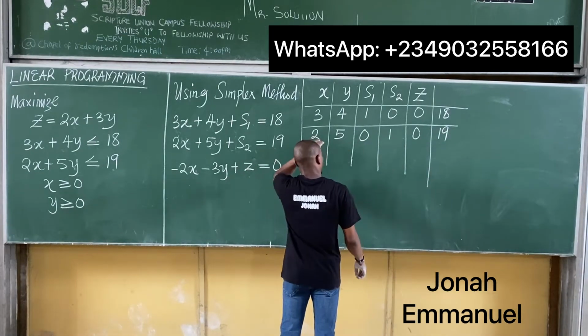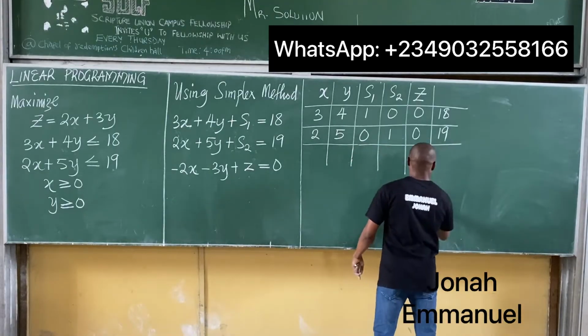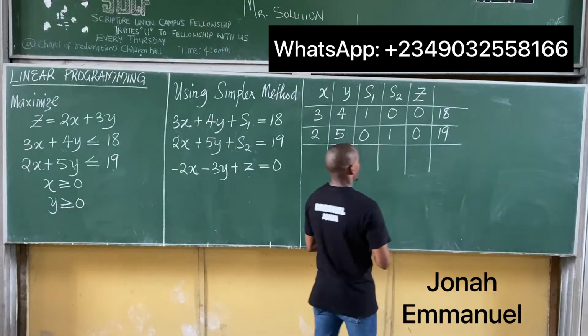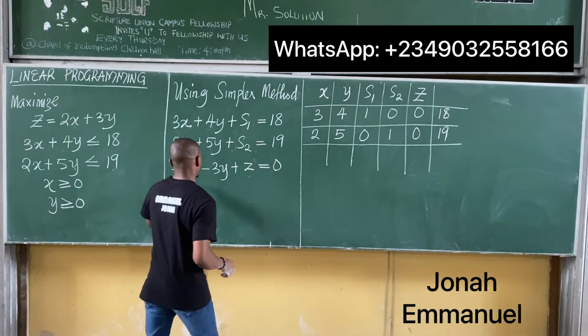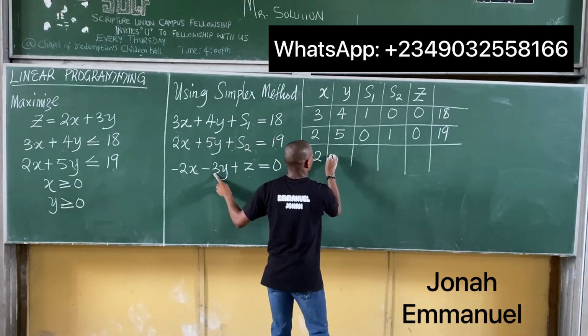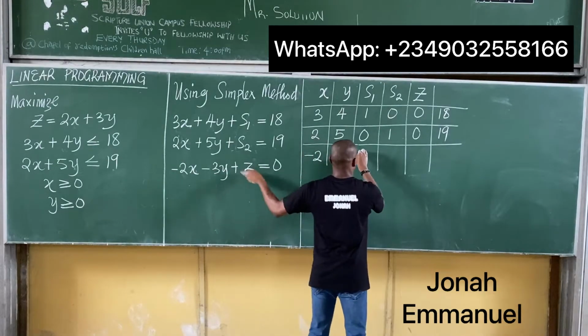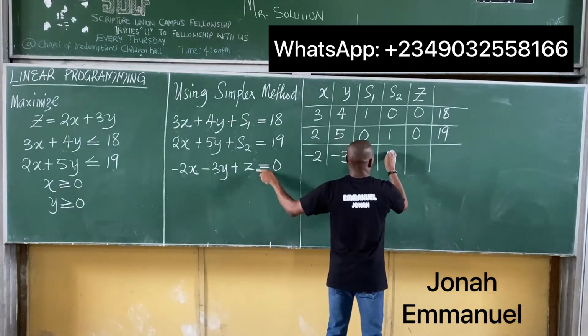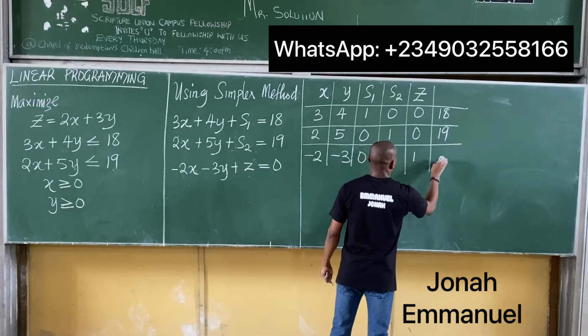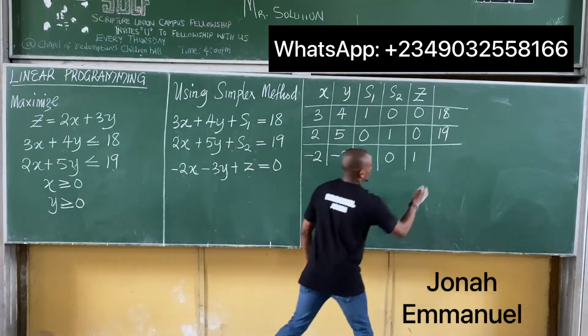Finally is z. For z, what do you have here? Minus 2. Next up, minus 3. Any s1, s2, z. This gives you what? So don't worry, just put this in. Exactly.